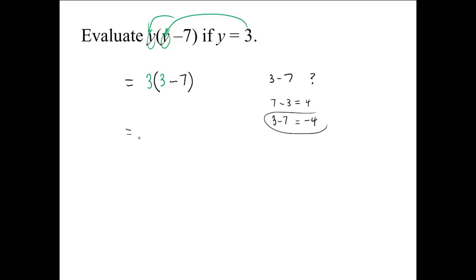So we have 3 times the quantity negative 4. Positive times negative is negative. 3 times 4 is 12. Our answer is negative 12.